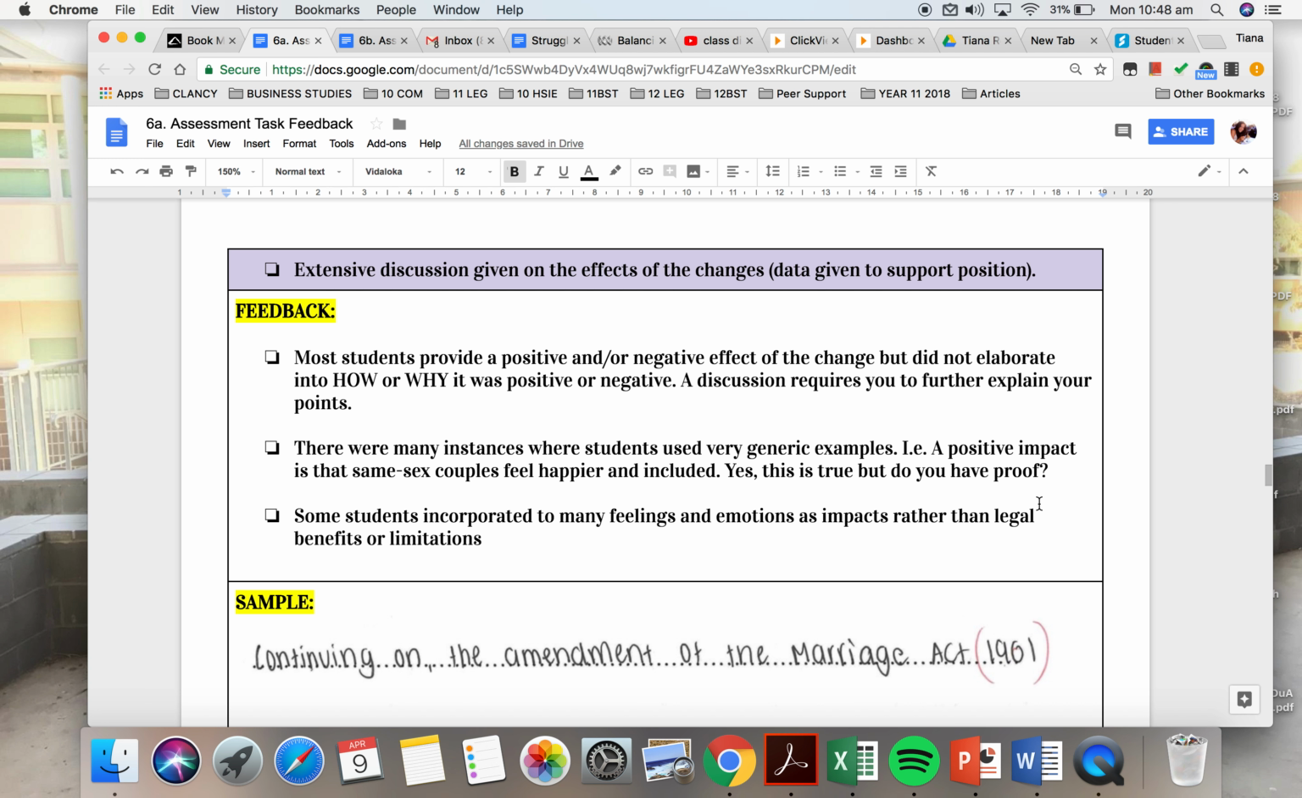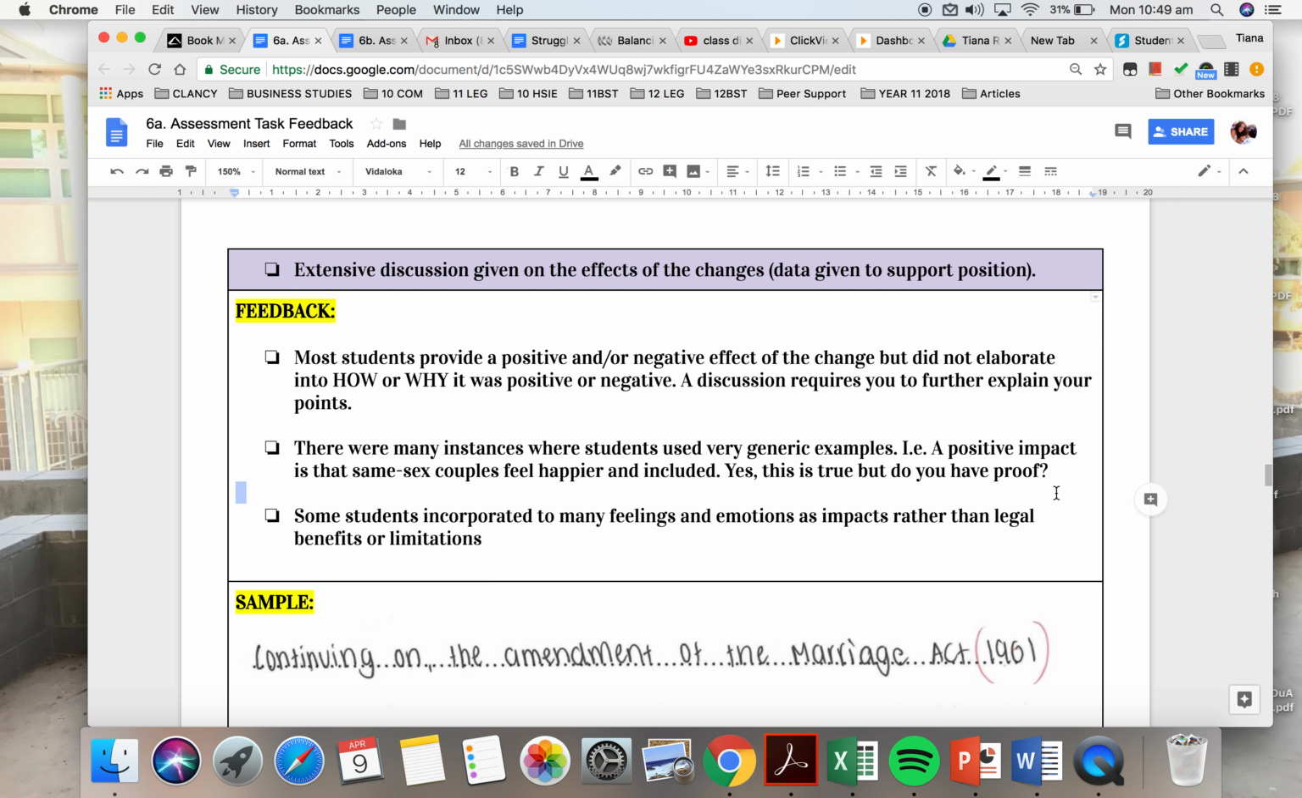So if you said it met society's needs of the LGBT community or same-sex couples, why is that a positive thing? Explain why it's a positive thing. So you needed depth and detail in this part of the response. There were many instances where students used very generic examples. So, for example, a positive impact is that same-sex couples feel happier and included. Yes, that's true, but do you have proof? You need to support your response with proof and evidence.